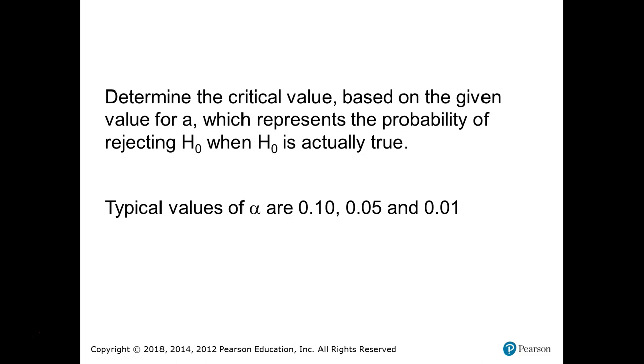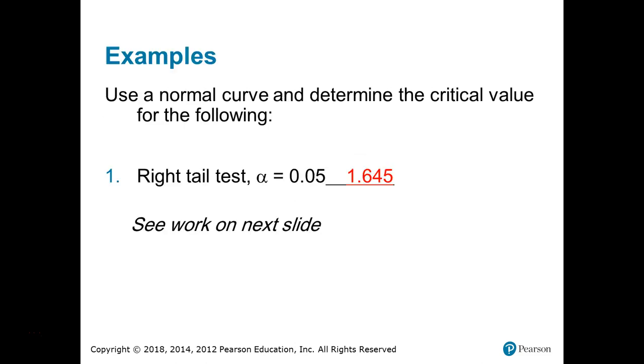So typical values of alpha are 0.1, 0.05, and 0.01, just like we've done in the previous chapters. 0.1 would correspond to an area of 0.9, 0.05 would correspond to an area of 0.95, and 0.01 would be 99% of the total area.